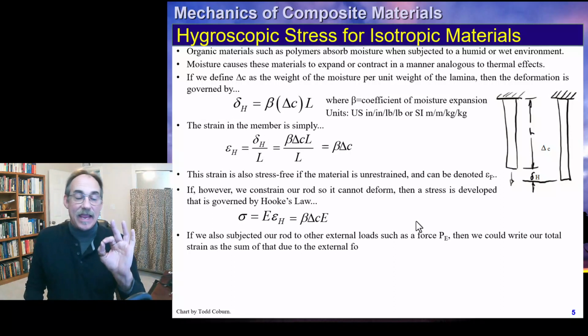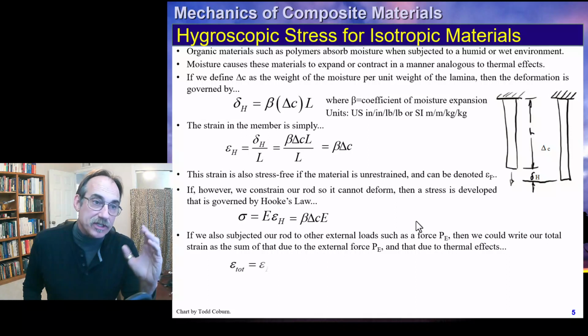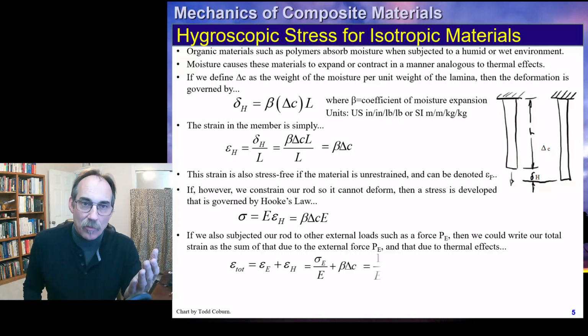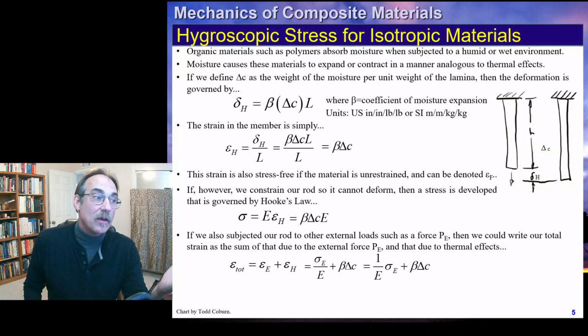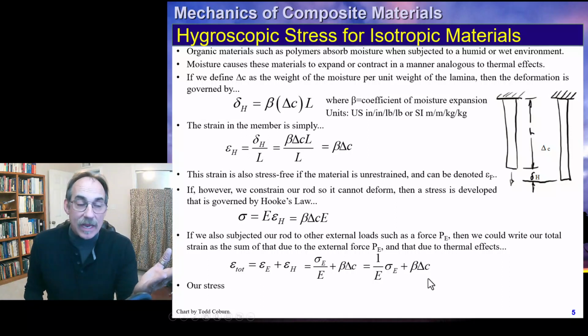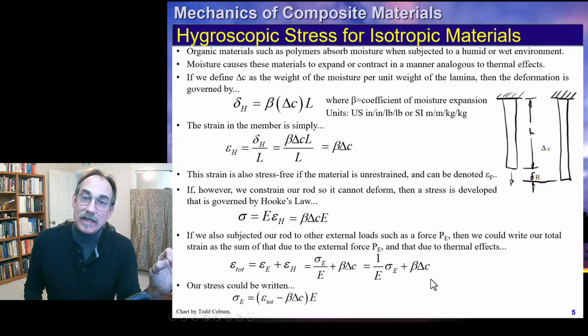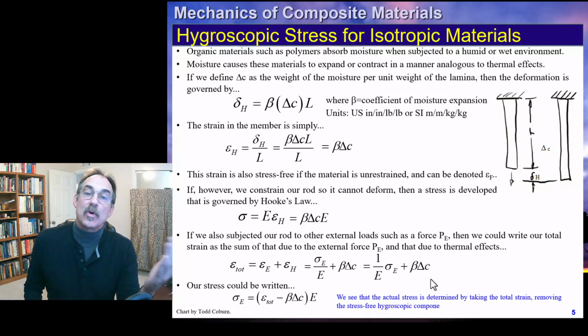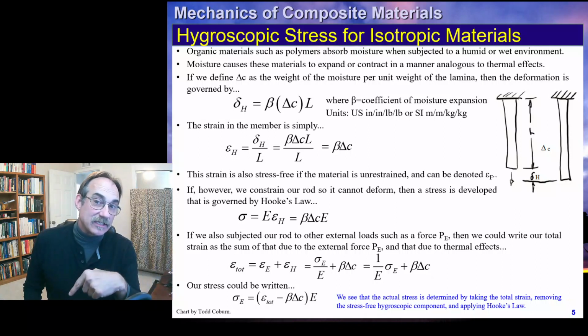Now, if we have an isotropic material that experiences both external load and moisture effects, we can write the total strain like this: the strain due to the external load, plus the strain due to hygrothermal effects. That total strain is written this way. If we want to calculate how much stress is in the structural member, we have to subtract the moisture part of that strain from the total strain, just like we did for thermal loads. So hold these ideas and let's go to the next slide.